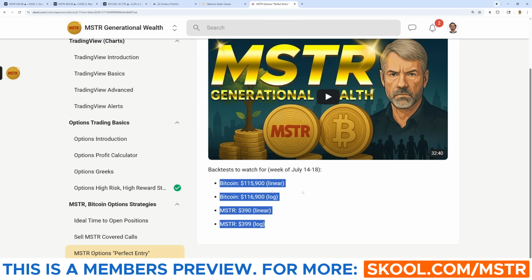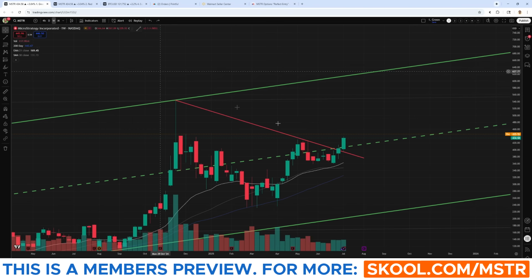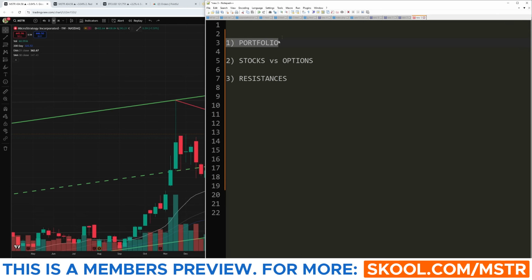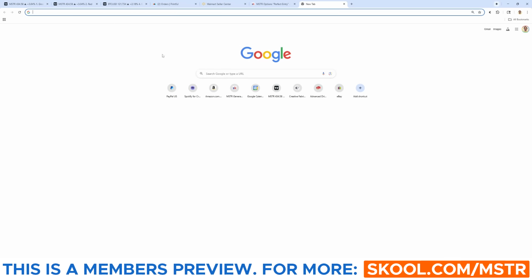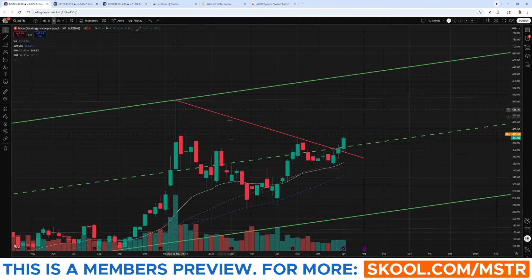But here are basically levels I would watch for, and then you can even set alerts in TradingView so you get automatically alerted, okay? When I say MSTR, it's really a placeholder for a Bitcoin proxy, right? Because the IBIT ETF also exists. I'm just trying to be clear there as well. That also works. This works.